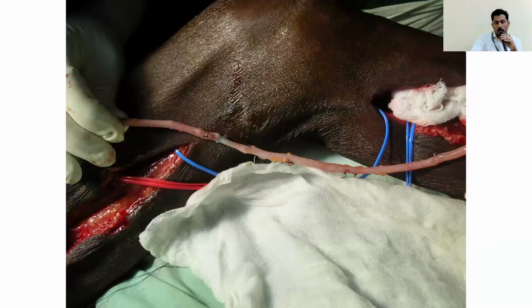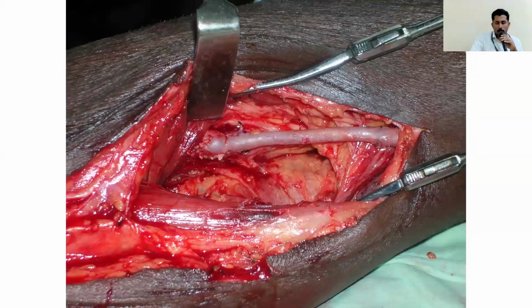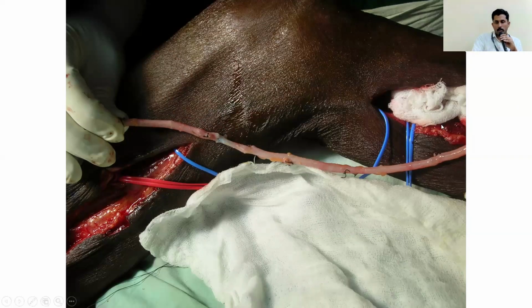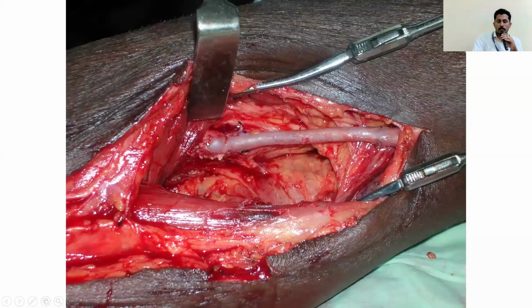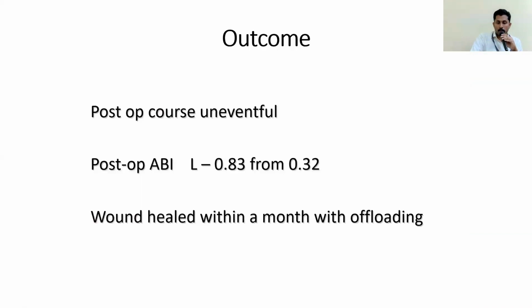So this is the bypass procedure. You can see in this picture, the proximal inflow, we will take from the popliteal, distal SFA or P1 segment, proximal popliteal artery. And the outflow will be anastomosed to the distal popliteal artery. So we are bypassing the diseased segment, and we will increase the blood flow to the affected area where there is a tissue loss.